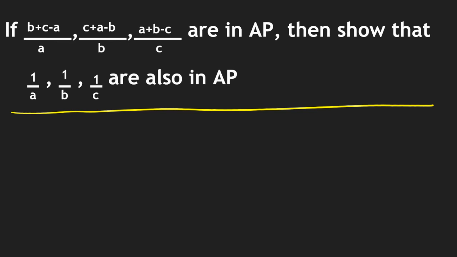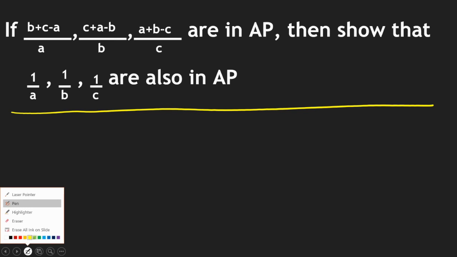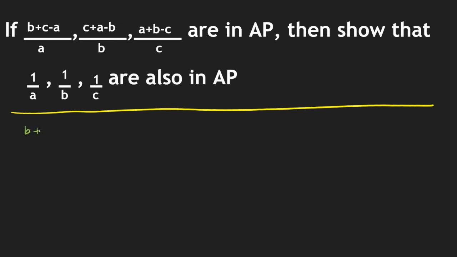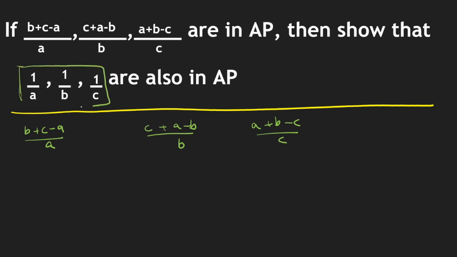So assuming that you've given a go at it, let's get started. We're given b plus c minus a upon a, c plus a minus b upon b, and a plus b minus c upon c, right? Now, in these types of questions, it's really, really important that you know what your final end product is, right? This is your final end product.